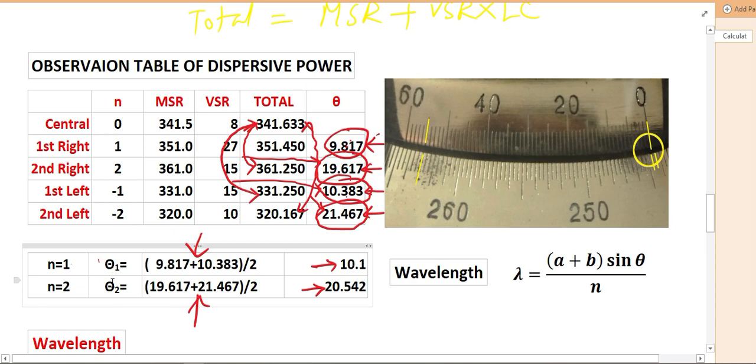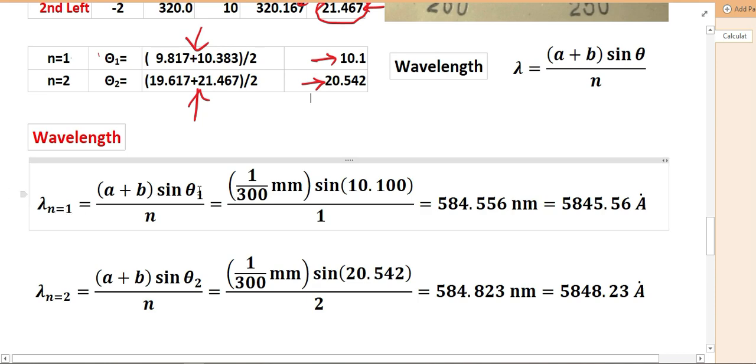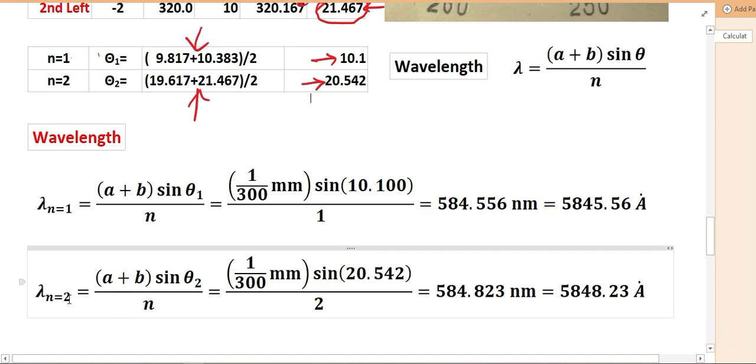Once you have n and the corresponding theta values, you can calculate the wavelength. For n is equal to 1, I place this theta 1 here, and I have calculated the wavelength here. The wavelength that you calculate for n is equal to 2 turns out to be a little different. Ideally, this should come out the same, since it is the same sodium light that we used. But you see, there are some differences, and these differences are due to errors in performing the experiment. For any given experiment, errors are always there, but your aim should be to always try to minimize those errors, right?